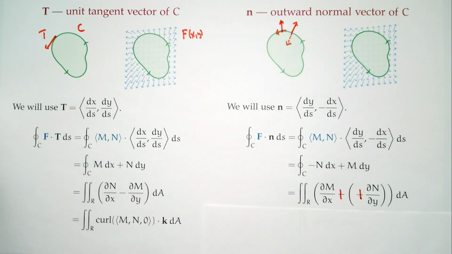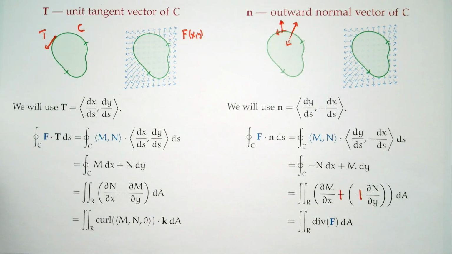Now, I didn't prepare you for this question, but have we seen anything that looks like this before? Take the derivative of the first entry with respect to x, add the derivative of the second entry with respect to y. That's the divergence. So, when we integrate along the boundary of f dot t, that relates to curl. When we integrate along the boundary of f dot n, that relates to divergence.